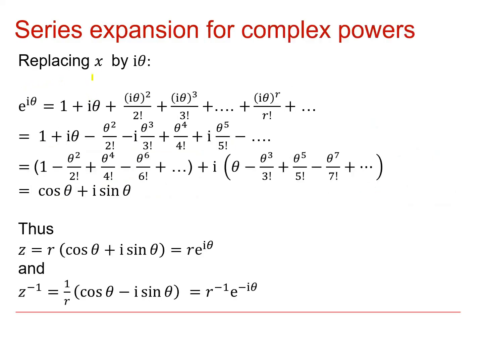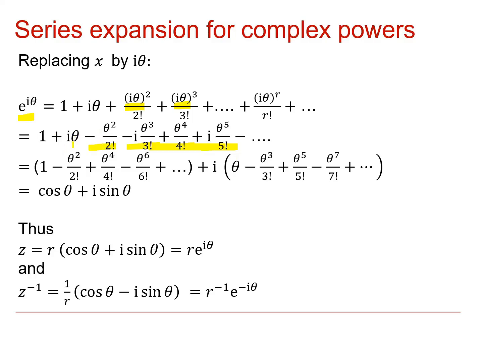Let's have a look at replacing x by i theta in e to the x. So I'm going to look at e to the i theta. Well, this is just plugging in i theta in place of x in that series expansion. If I now sort out what happens, i theta all squared is going to give me minus theta squared. i theta all cubed is going to give me minus i theta cubed, and of course I've still got my denominators coming through here. When we wrap round to i theta to the 4, it goes back to being positive, and plus i theta to the 5, and so on.